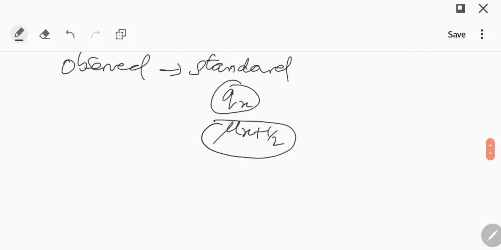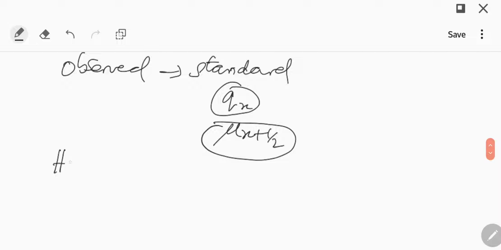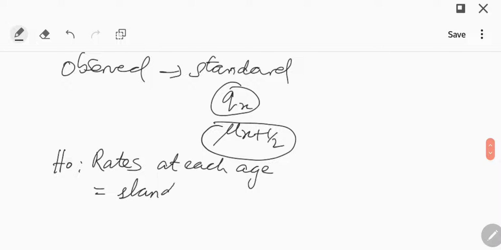So I'm doing a statistical test with a null hypothesis saying, so I'm saying that the real mortality rates for each age x are equal to the rates determined by the standard tables. Whether it's qx or mu x plus half, there is a consistency between them.